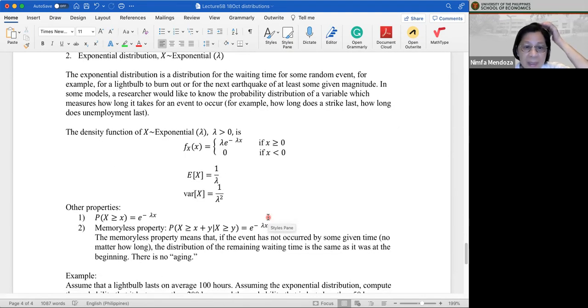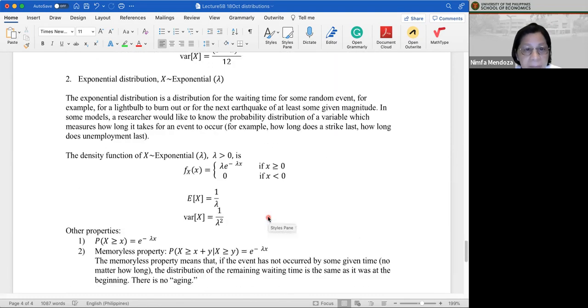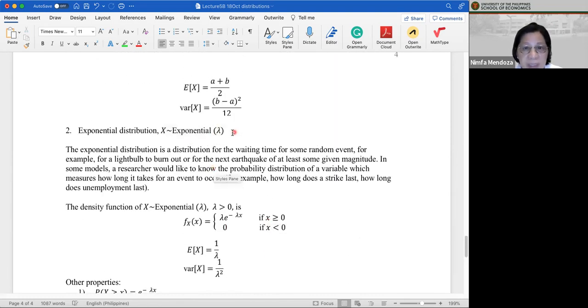Another example is the exponential distribution. Okay, so this is a continuous distribution. The exponential distribution is a distribution for the waiting time for some random event. For example, for a light bulb to burn out, or for the next earthquake of at least some magnitude to occur. In a way it is similar to the geometric distribution, but this is the continuous counterpart.